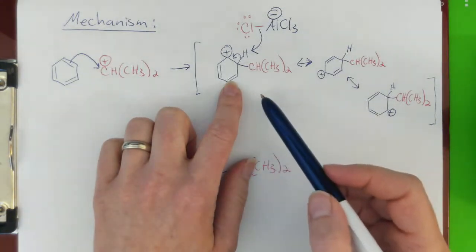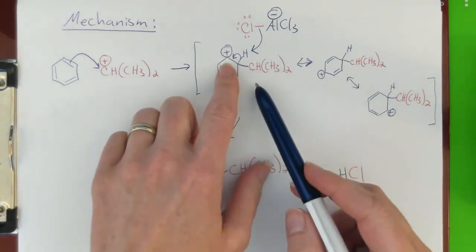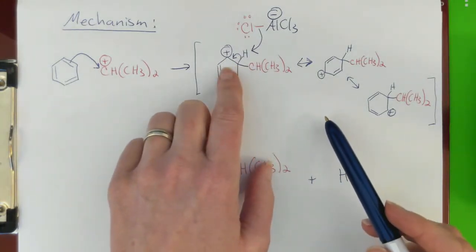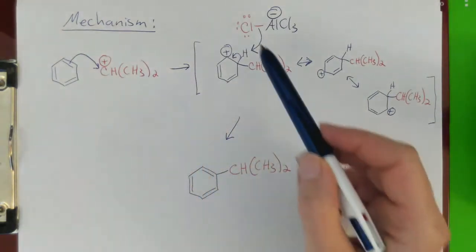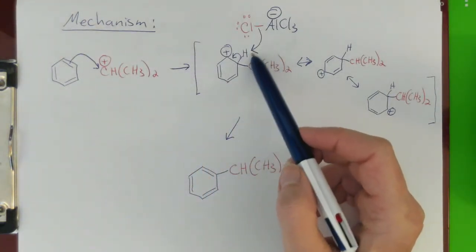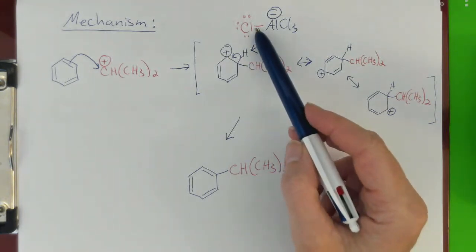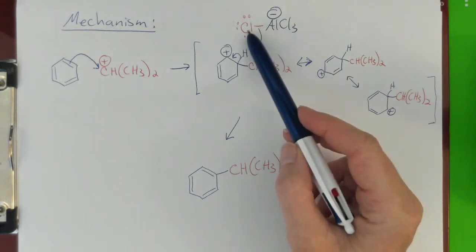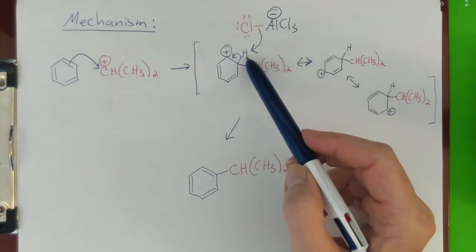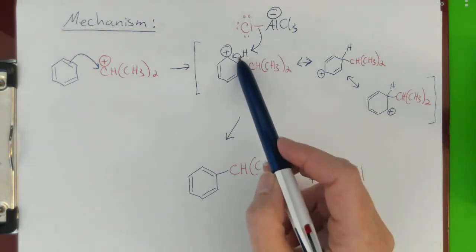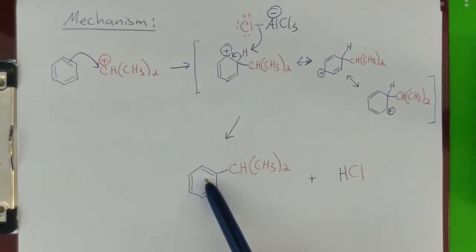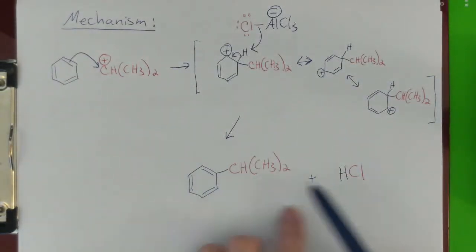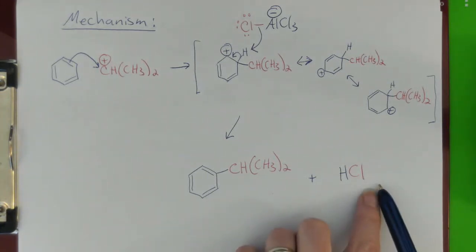Again, we notice that we have an arenium ion intermediate that is resonance stabilized. Now in the last step here, we're going to break the chlorine-aluminum bond so that we can deprotonate this site of the ring to restore aromaticity. Once again, the product here is aromatic. So here's our organic product, and this is the inorganic byproduct.